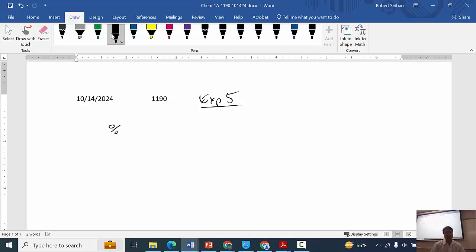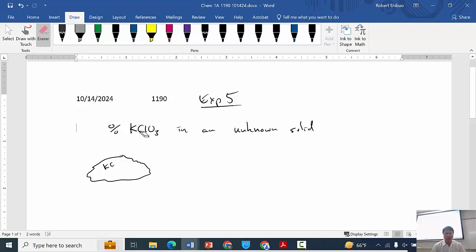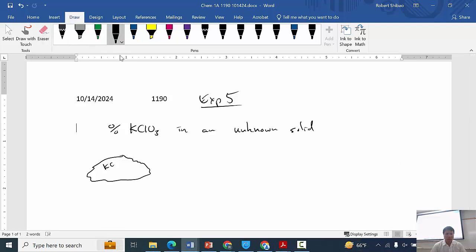So the purpose of this is we want to determine the percent KClO3 in an unknown solid. So the solid is going to contain KClO3. KClO3 is, what's the name of that stuff? It's potassium chlorate.